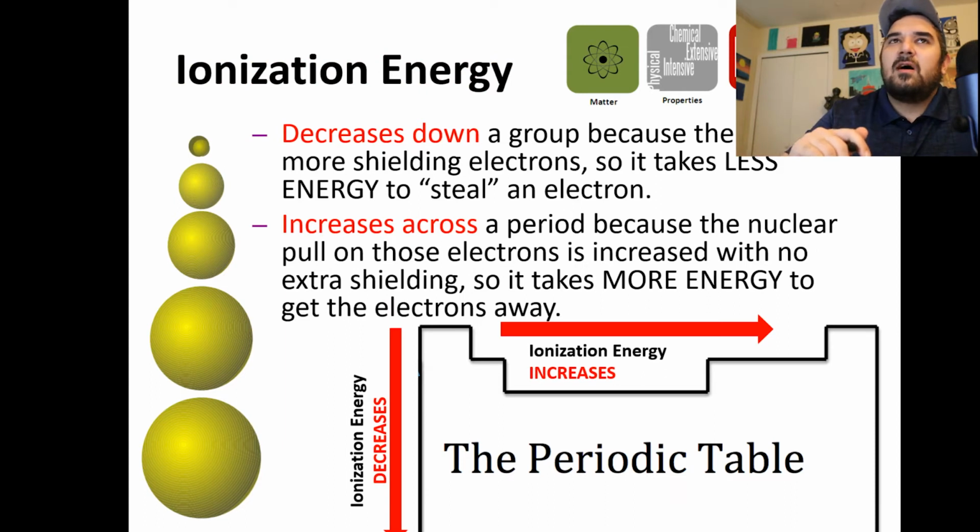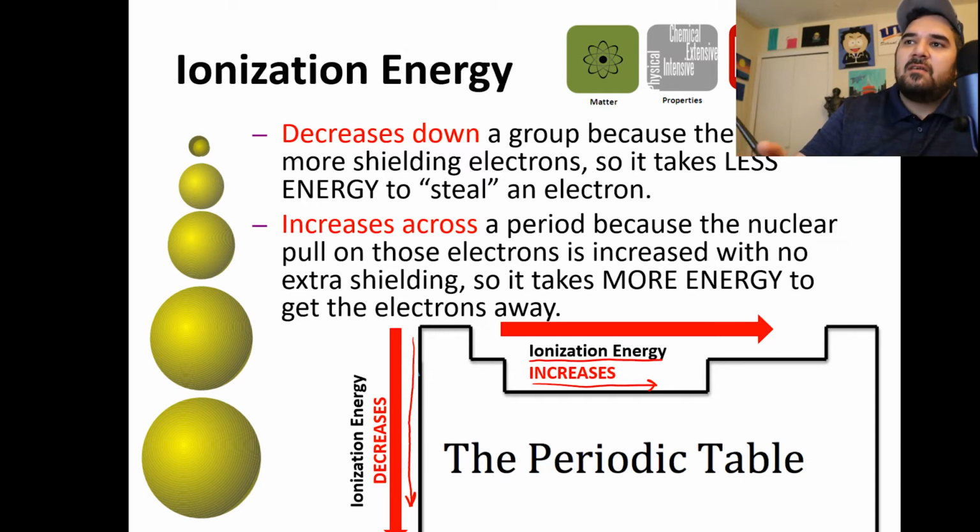All right, so this shows you how the trend goes. Ionization energy increases as you move across the periodic table, as you move to the right. And ionization energy decreases as you go down the group on a periodic table. So, and here's why. So let's assume this is group 1 on the periodic table. So here we have our hydrogen, our lithium, our sodium, our potassium, and then our rubidium.